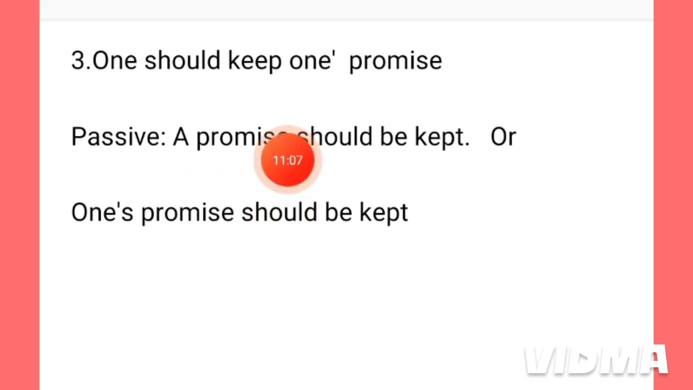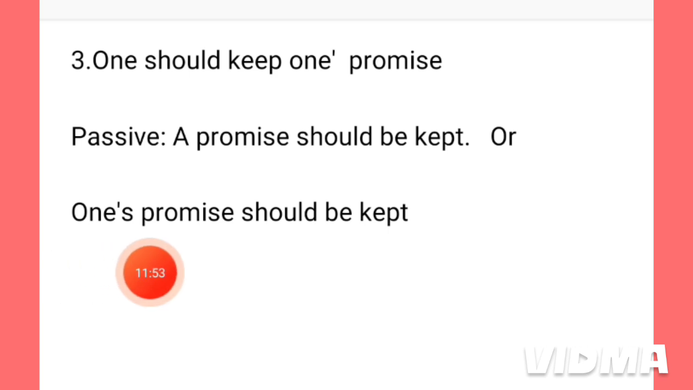This is the object. One's promise, this has been positioned here. A promise should, this should has come here. Then we have added a be, because if there is should, would, could in the original active sentence, then we have to use a be verb in the passive voice. That is why a be verb has been used here. Should be. Then we have written here the past participle form of the verb, kept. This is the original form keep, and this is the past participle form of the main verb, kept. So the actual answer is a promise should be kept.